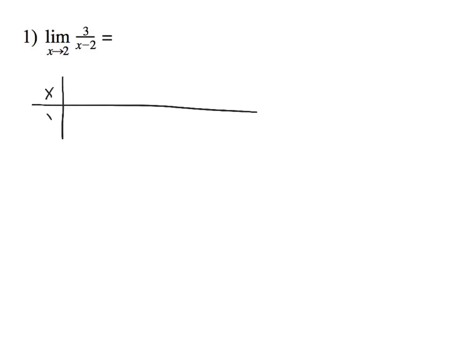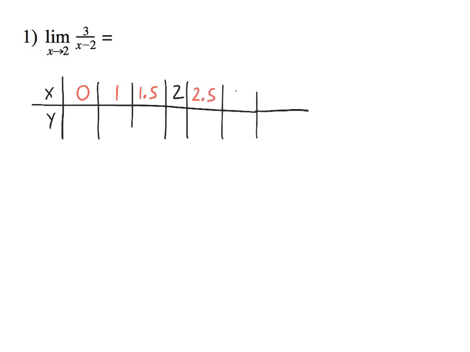All right, we have x and y. Right in the middle of the table is going to be 2, because that's what we're approaching, and we're going to come from both sides. We're going to put several points from both sides and see what happens. Now from less than 2, I'm going to do like 1.5, 1, and 0. From above, I'll go 2.5, 3, and 4. So I'm kind of working above, working below, going to plug in some values.